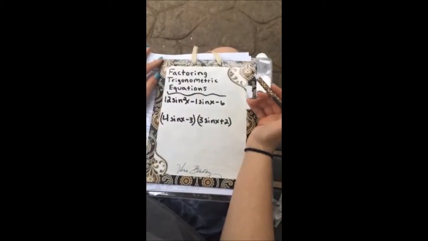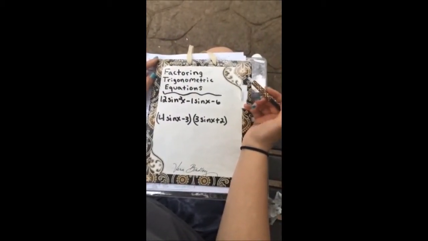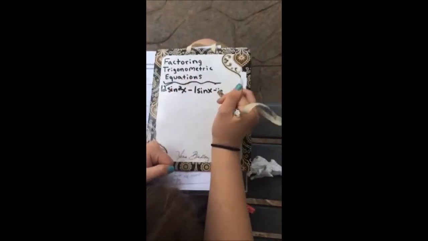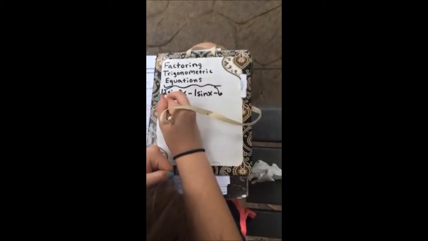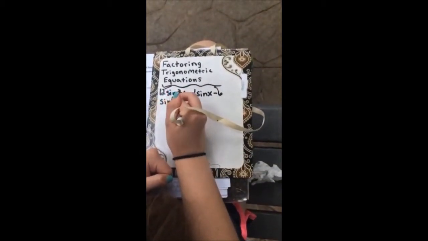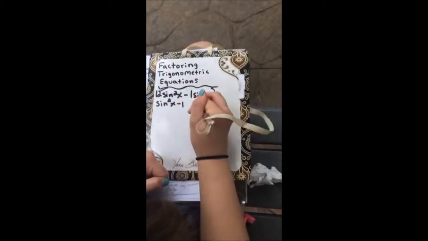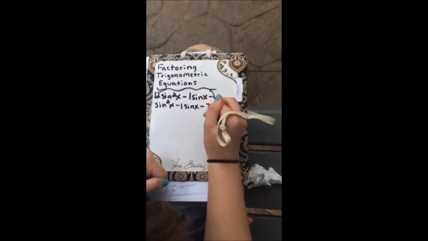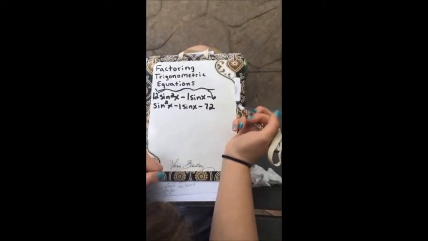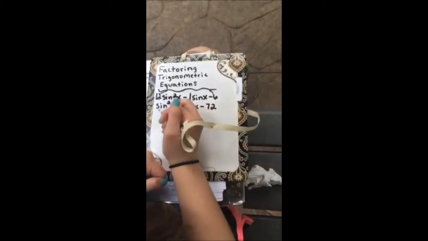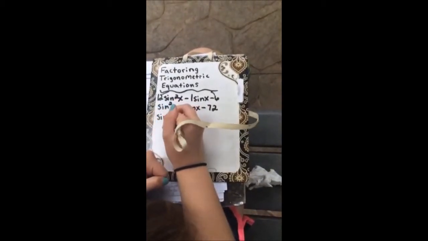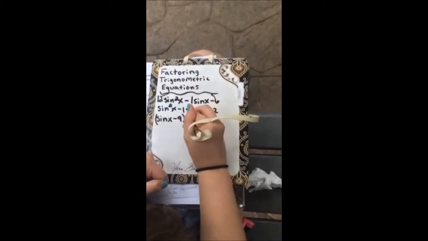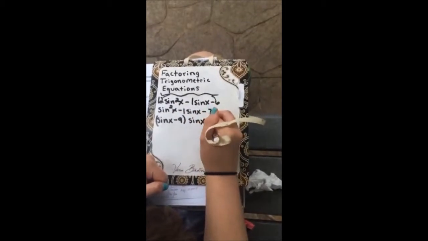Okay, today I'm going to show you how to use swing and divide to factor a trigonometric equation. So first thing that you're going to do is multiply the first number and the last number. So you start with 12 sine squared x minus 1 sine x minus 6, and then you multiply the 12 and 6 to get minus 72. And then you are going to factor this. So this will be sine x minus 9, and this is sine x plus 8.